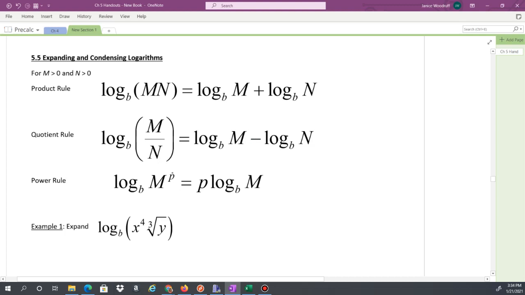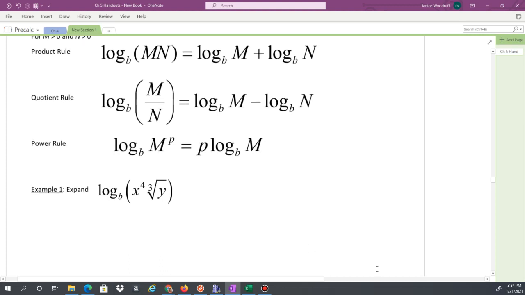And then the power rule: if I have a little exponent after my base, not after the equal sign but before the equal sign, it is going to move to the front of my logarithm. And then I can also go backwards. So subtraction would go to division, addition to multiplication, and a number in front would become an exponent. So let's take a look at this with some examples.